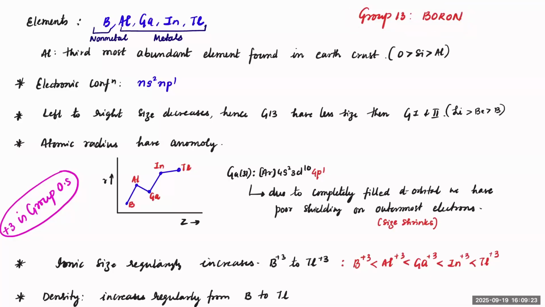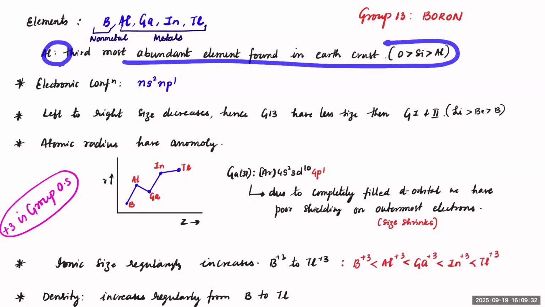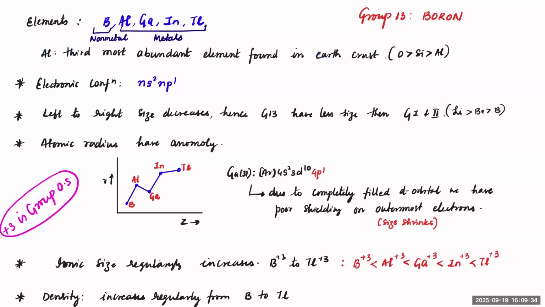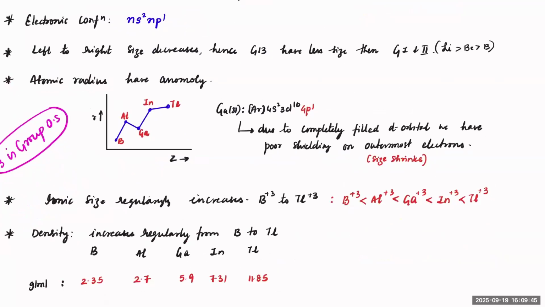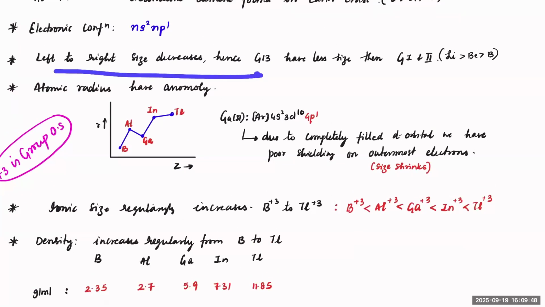The elements in this group are boron, aluminium, gallium, indium, thallium. In this, aluminium is the third most abundant element in the earth's crust after oxygen and silicon. The general configuration of this group is ns2 np1. This is the first electron which is entering into p. And generally, if you go from left to right, the size will always decrease. So if you compare lithium, beryllium, and boron, boron will be lesser in size.